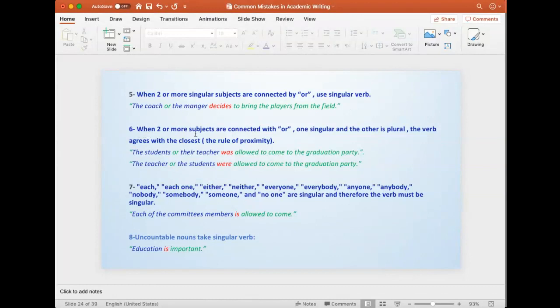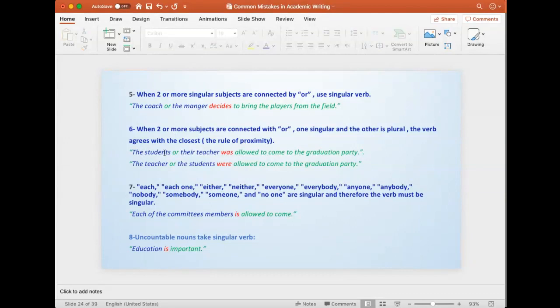The other case here, when two or more subjects are connected with or, one singular and the other plural, the verb here should agree with the closest one. Which one comes closer? The rule of proximity. So the closer one gets the rule, whether to be singular or plural.